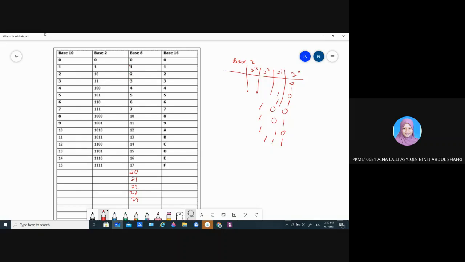Yes. For base 6, we start with 0, 1, 2, 3, 4, 5. 6 we cannot write already. We can't use 6, 7, 8, 9. Then we go back and we continue here, 1 again. So it becomes 1, 0. This is not 10, actually it's 1, 0.